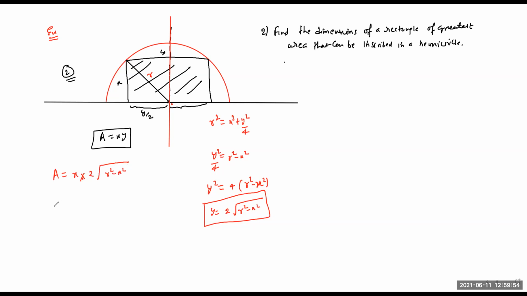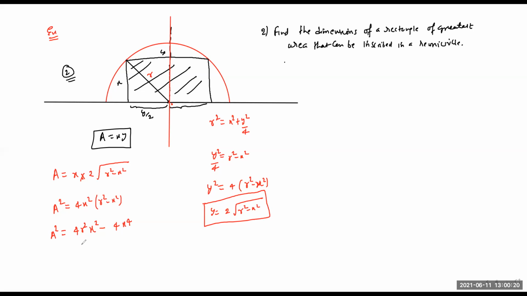This is kind of difficult integration and differentiation, so I'll square it. When I square it, I know that it will be simple in terms of looking. It's not easy. Okay, so we have 4r square x square minus 4x power.